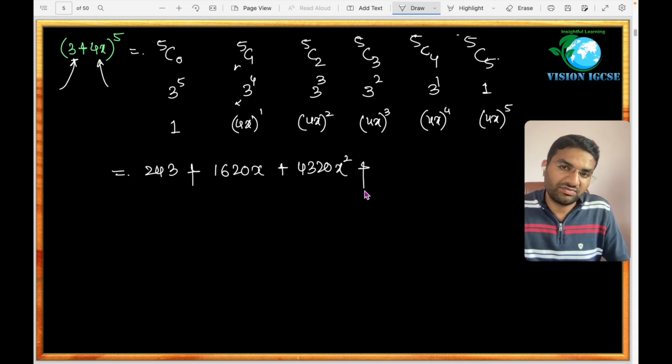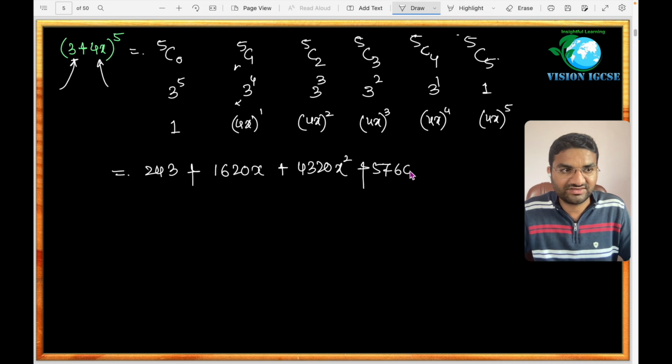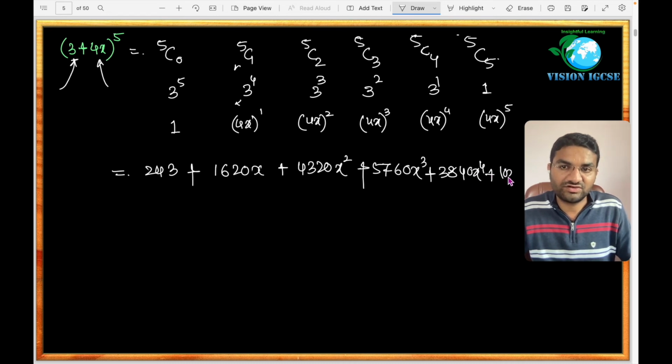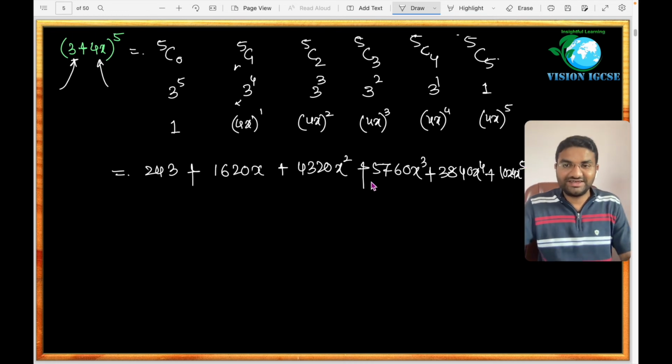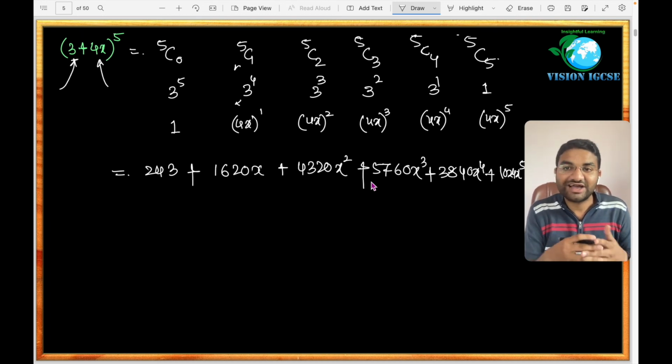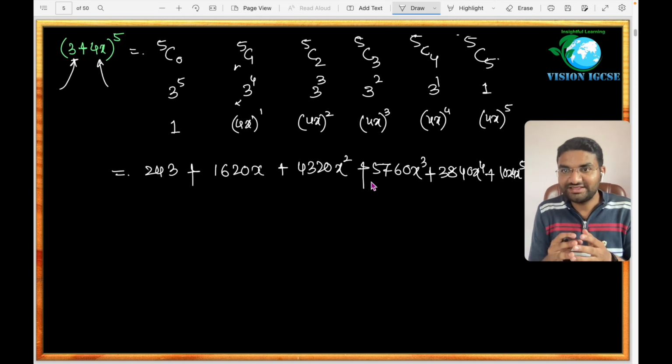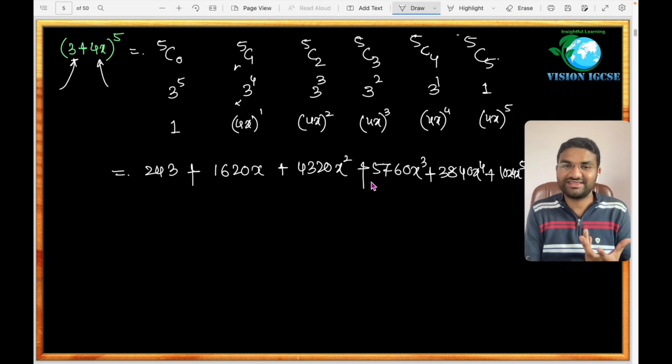4320x square plus 5C3 times 3 square times 4 cube, which is 5760x cube, plus 3840x raised to 4, plus 1024x raised to 5. So this is the expansion you will get. Now in the AS level, you will get questions like: expand 3 terms, expand 2 terms, or just find the third coefficient or third term, things like that. These are very simple, easy questions if you know how to solve binomial terms. Getting it? Next we'll take one more example and then we will stop here.